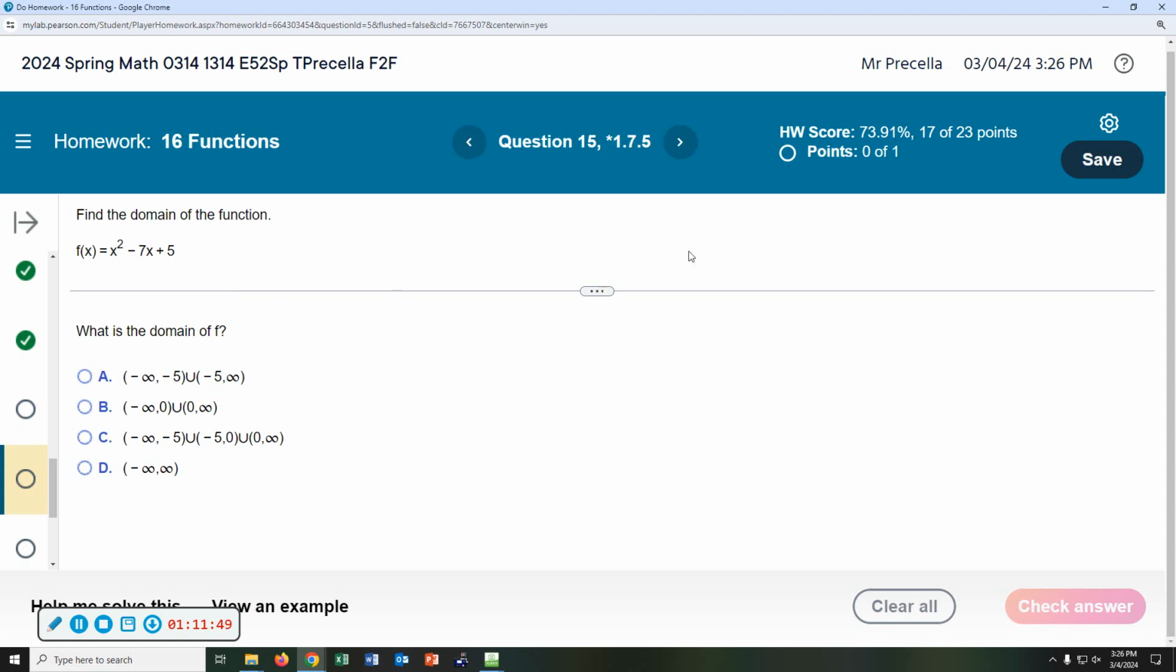Let's do number 15 first. What is the domain? Let me write it down. Number 15, here's the function. F of x is equal to x squared minus 7x plus 5.